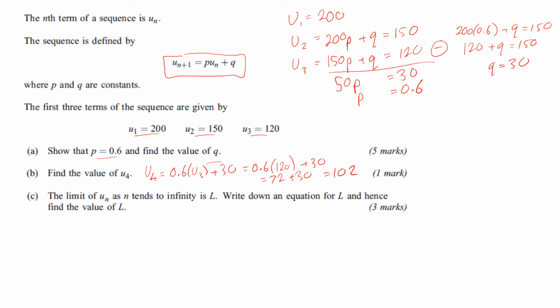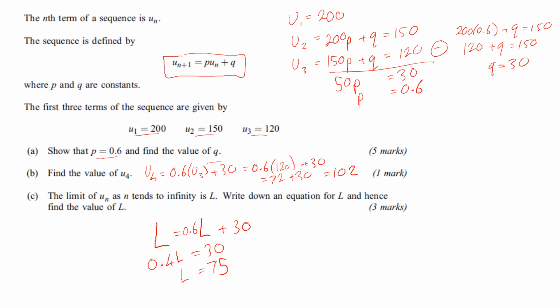If we've got a limit of L, we're saying that eventually this tends towards L, then it should be the case that if we put that limit into the sequence, if our un was L, then they should be the same value as each other. If this is our limit, that's not going to be any different. Our un plus 1 is equal to our un. So instead of writing p, we'll write 0.6. Instead of writing q, we'll write 30. And then we can just solve this equation. So this will give us 0.4L on the left, 30 on the right, and this will tell us that this sequence tends towards 75.